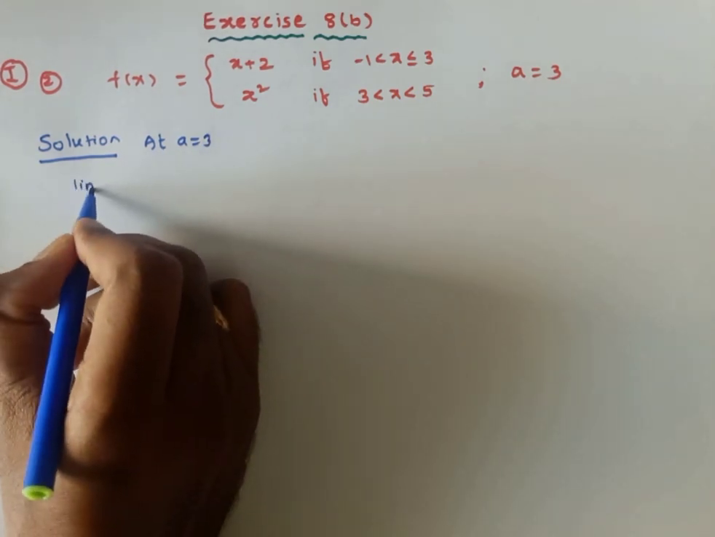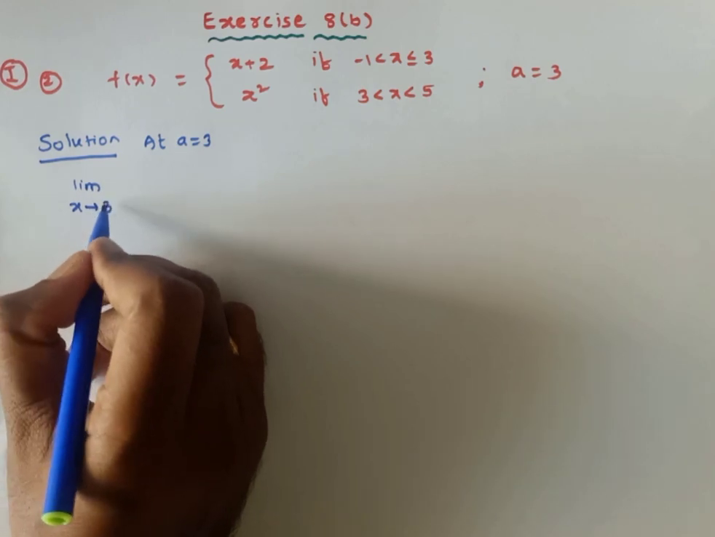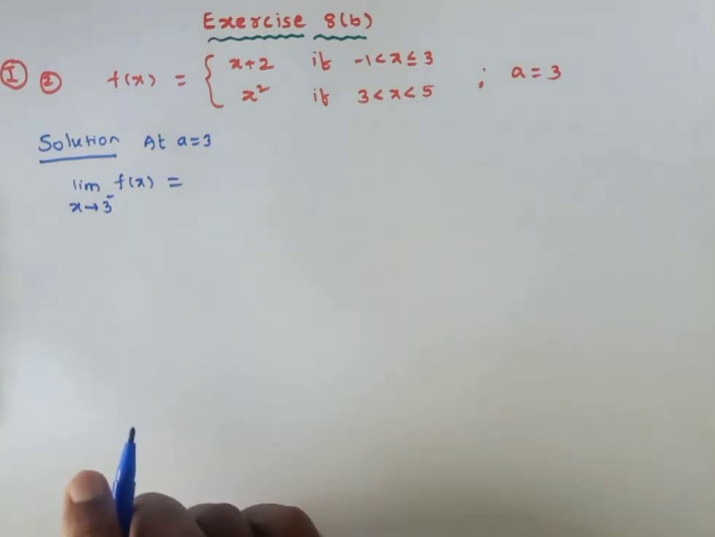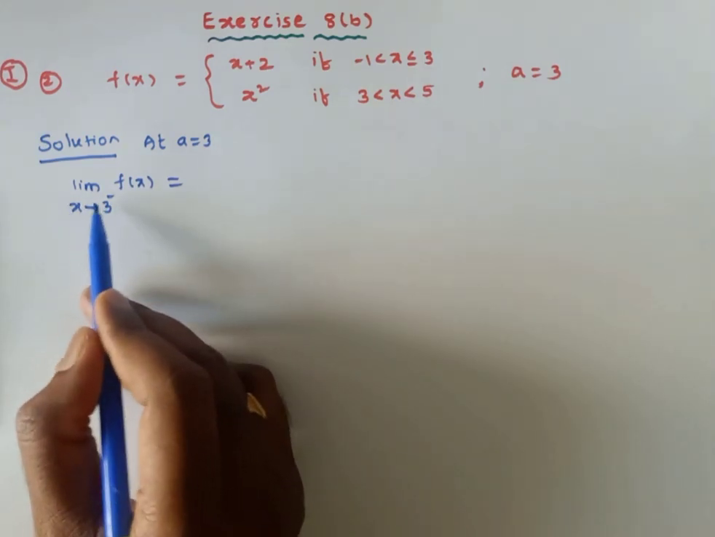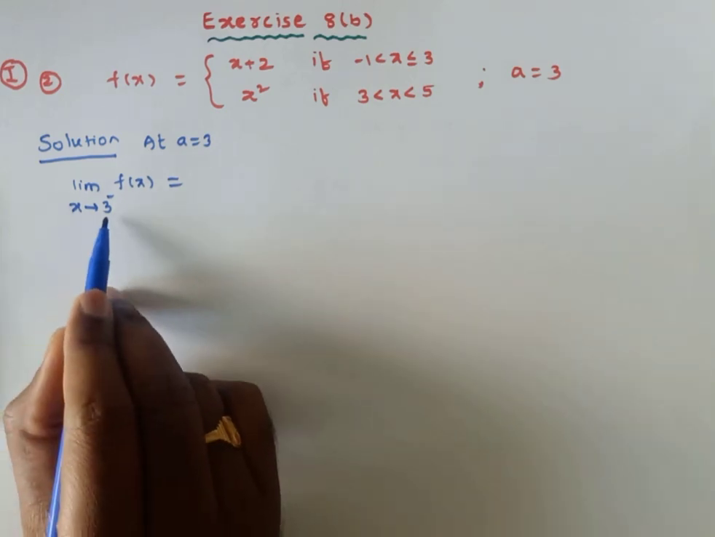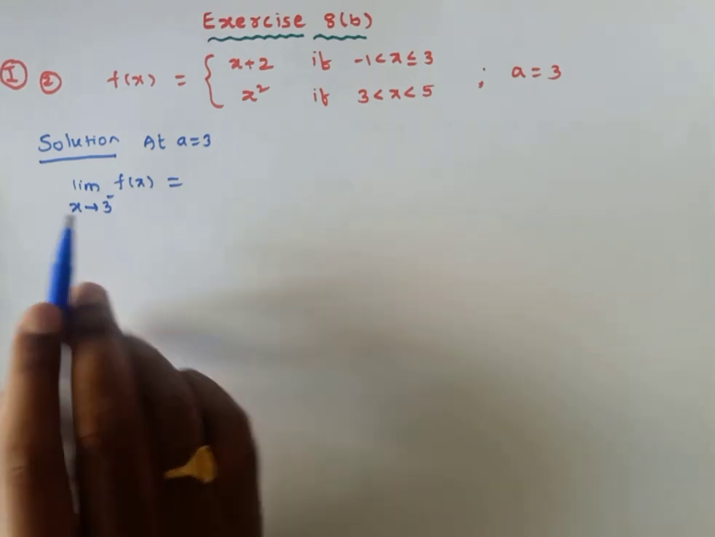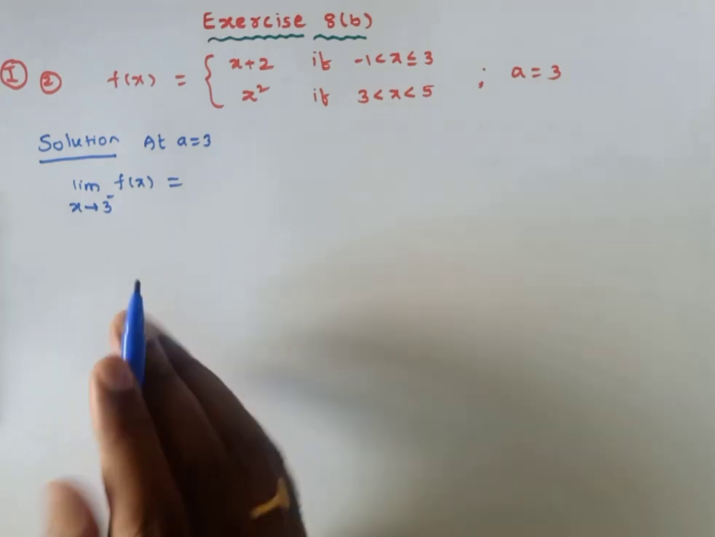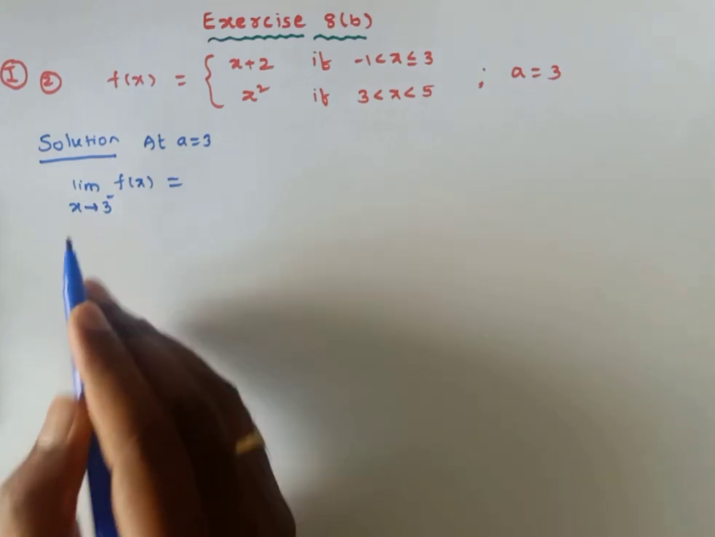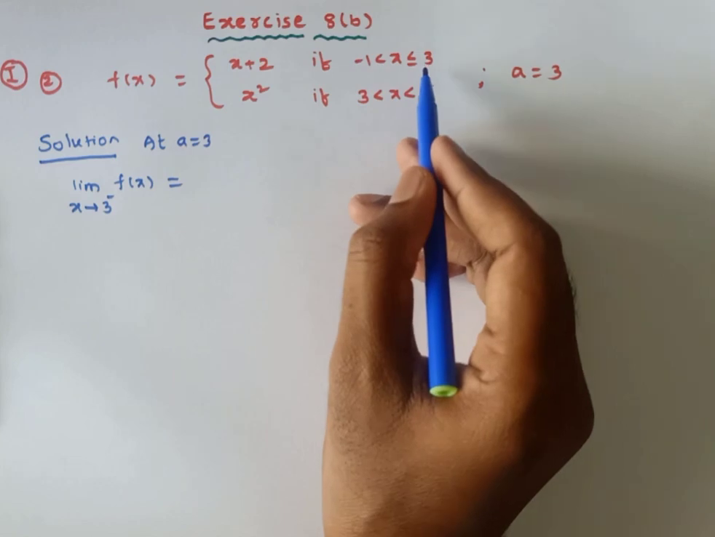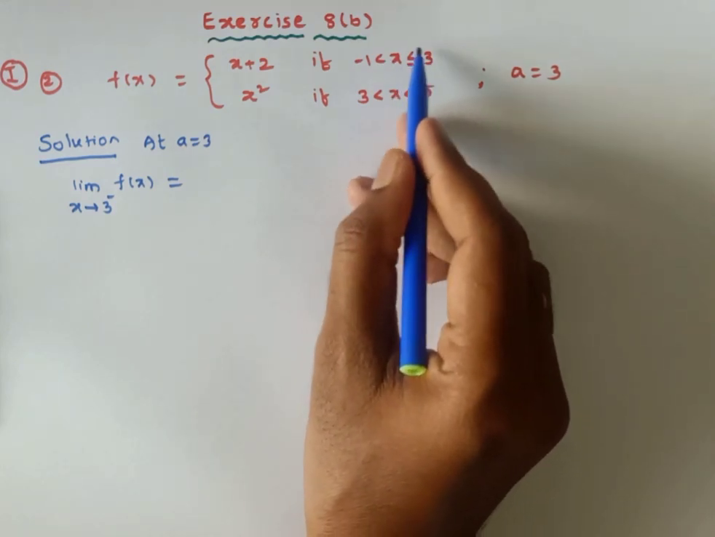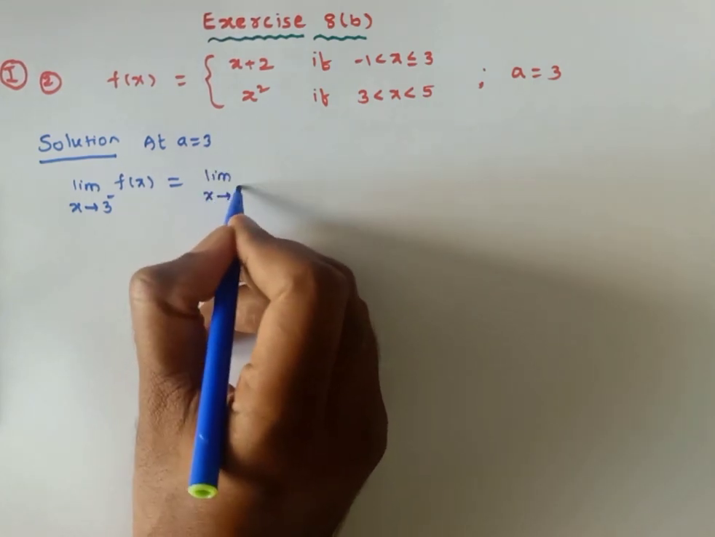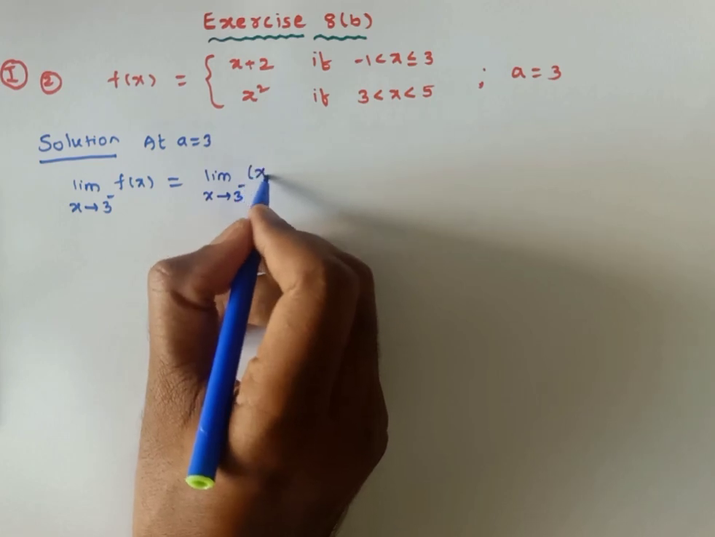Now what is the left hand limit? Limit x tends to 3 minus f of x. Now you need to choose f of x. We don't know what f of x is, so based on this condition you need to choose f of x. When x tends to 3 minus, the values of x approach 3 from the left hand side. What does it mean? The value of x is a little bit less than 3. The function is defined for x less than or equal to 3 by x plus 2, so you need to choose this function. So limit x goes to 3 from the left hand side, f of x can be treated as x plus 2.